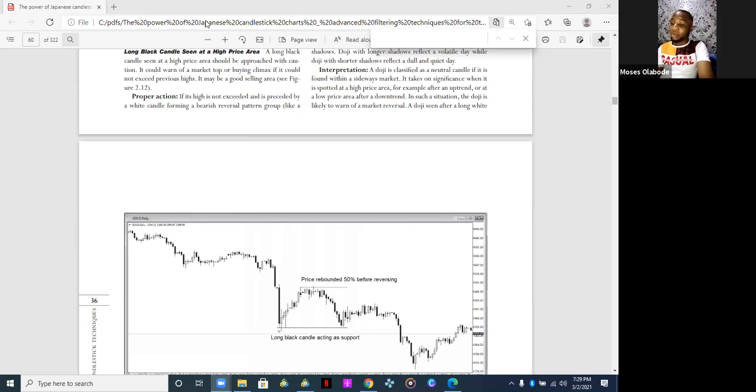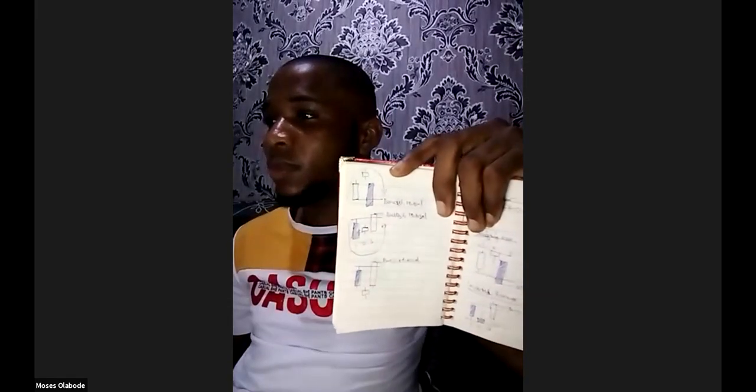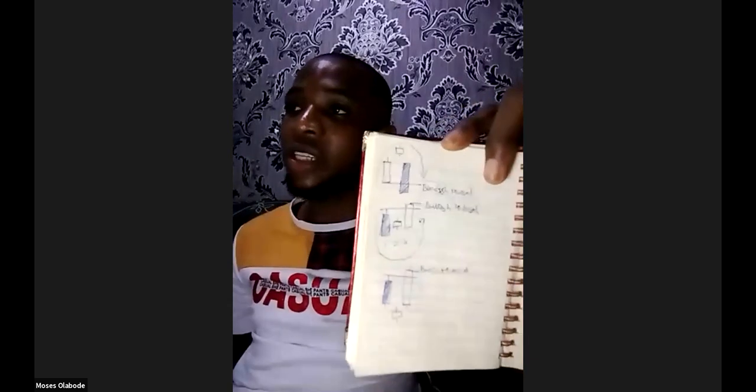This is my book here. I've been using this jotter for long. Let me stop sharing. Look at how I drew everything. So how could I have been able to identify candle patterns?